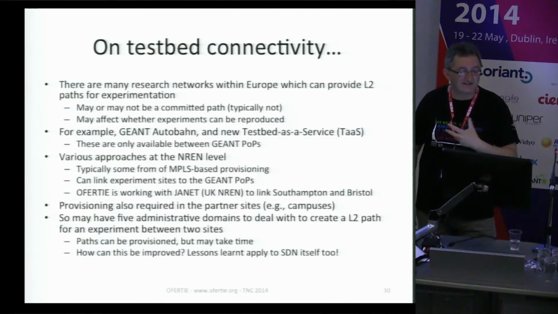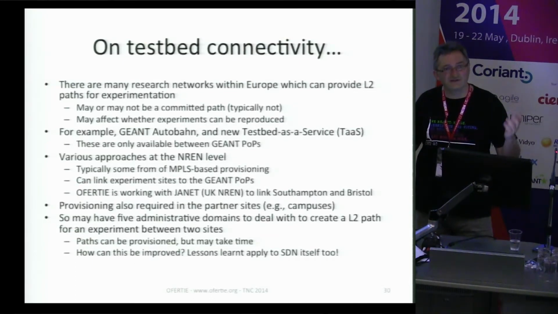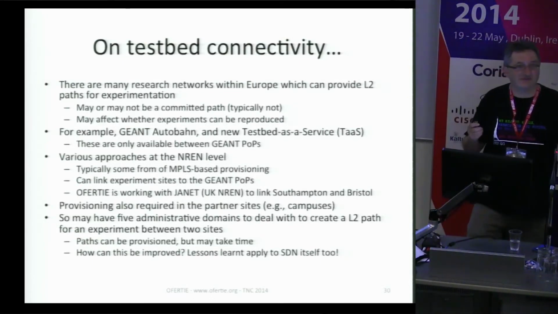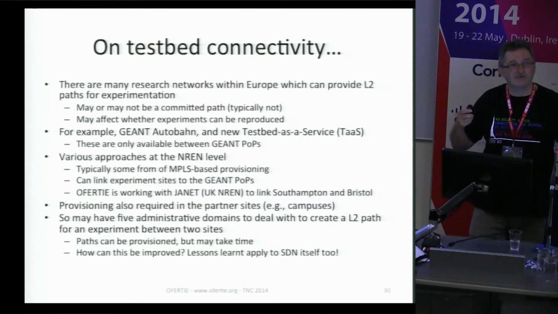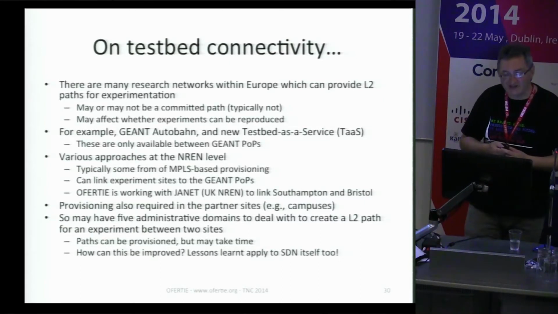Within the NRENs, there's different ways that NRENs can provision layer 2 for you. So in Janet here, they can provide MPLS-based layer 2 paths if you want to do experimentation. And then you've also got to remember, as someone said earlier in the week, the provisioning within the campus, within the site. How does that happen? All this can happen, it just takes time. It would be really good if these types of things could be provisioned more dynamically, almost on request. And I think that's something we really need to work towards.